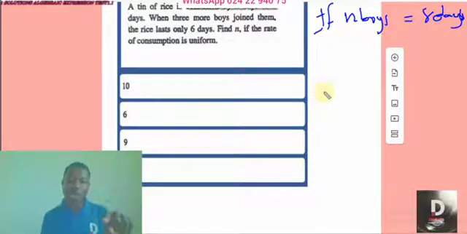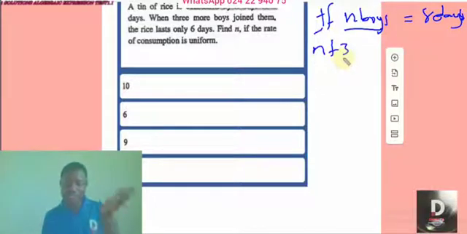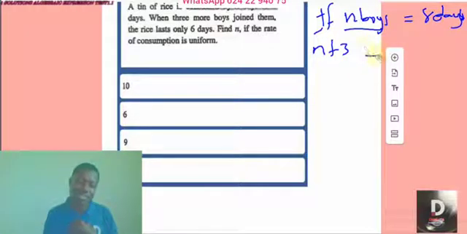When 3 more boys join them, what will happen? They are n boys now. 3 more boys join. It becomes what? N plus 3. Do you agree with me? He didn't give a number, he gave n boys. I said 3 more boys join, so plus 3 boys. He's asking what will happen. If when 3 more boys join them, the rice lasts only 6 days. Find n if the rate of consumption is uniform.